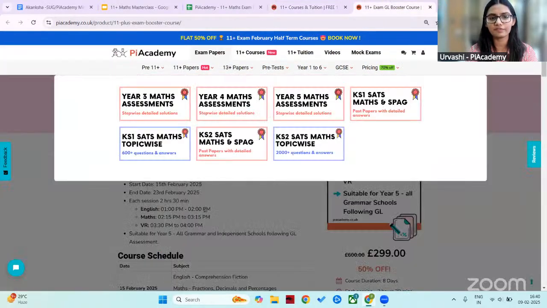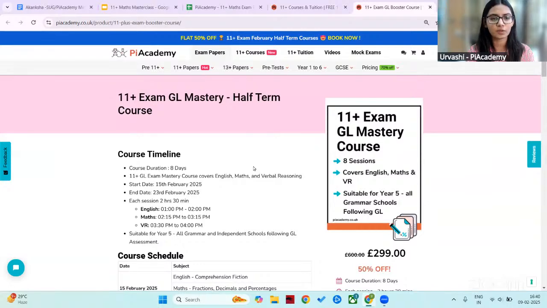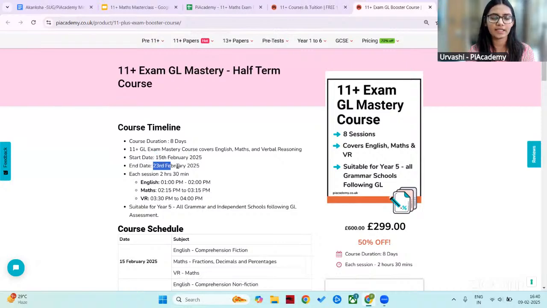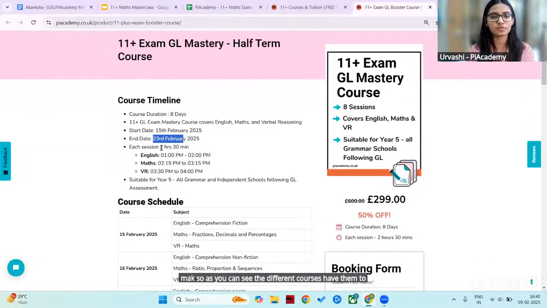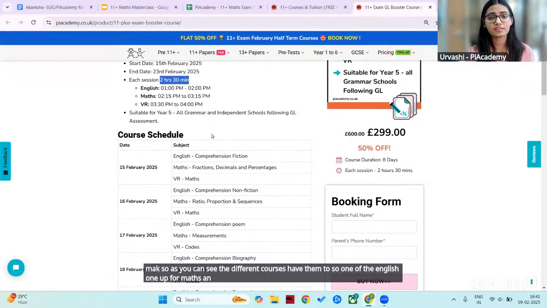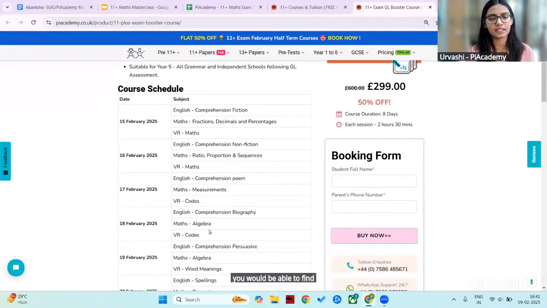Let's say I've come to the GL Mastery course. I can see that it is of 8 days duration, and it would cover English, maths, and verbal reasoning. The start date is 15th February, the end date is 23rd February, and the session is going to last 2 hours 30 minutes. So 1 hour for English, 1 hour for maths, and half an hour for VR, with a 15 minutes gap after each course.